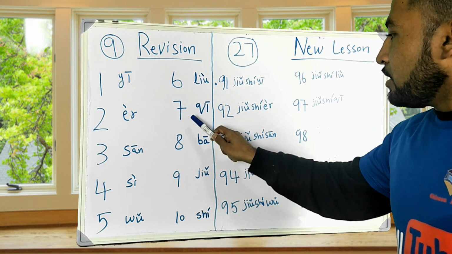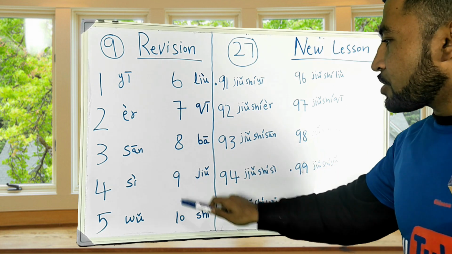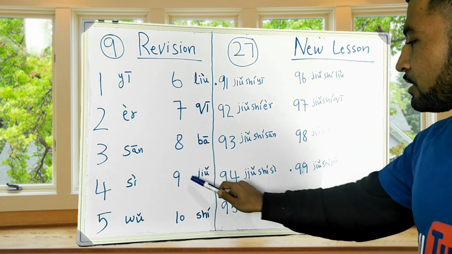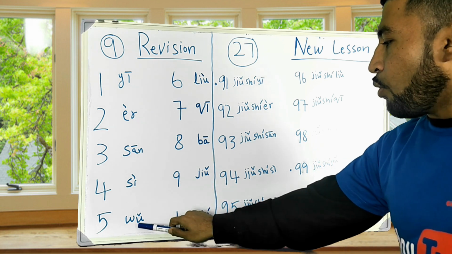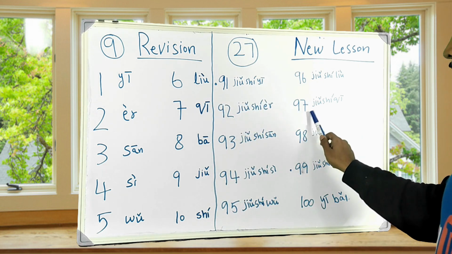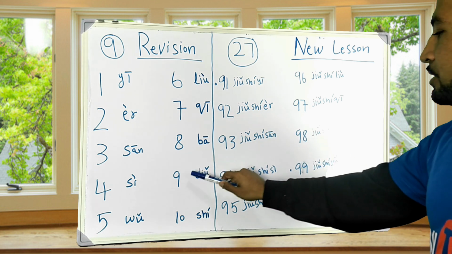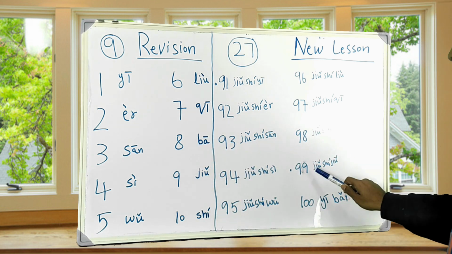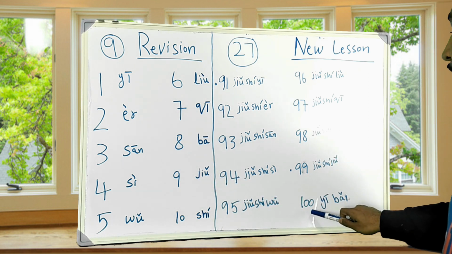91, 92, 93, 94, 95, 96, 97, 98, 99, and the last one is 100.